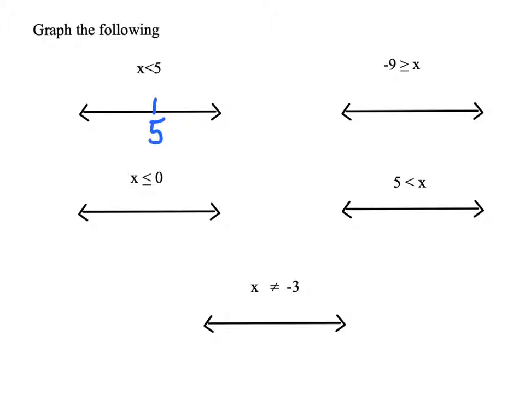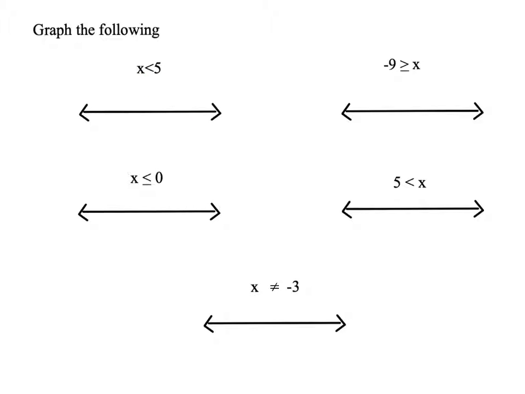So I'm just going to put a 5 there, and my solutions, or any number that can be substituted in for x, are going to be to the left of 5. But now because I have a less than symbol with no equal sign, it's going to be an open circle, and my solutions, or all the numbers that make this true, are, like I said, going to be to the left. And so we shade that in with either a different color or a highlighter.